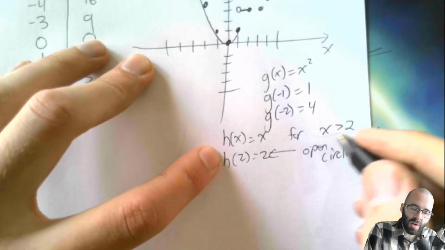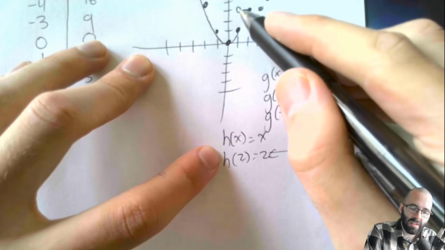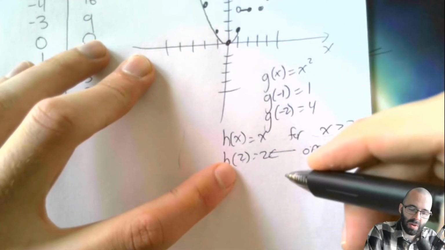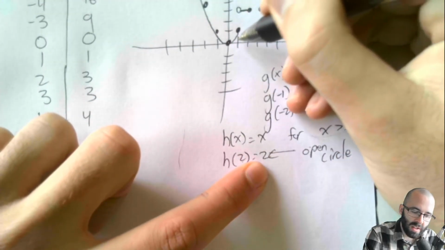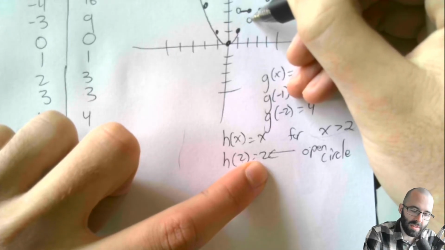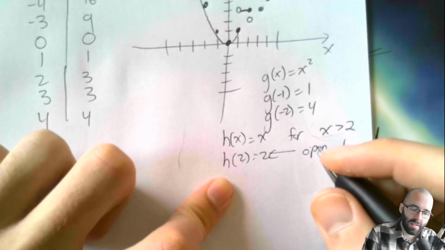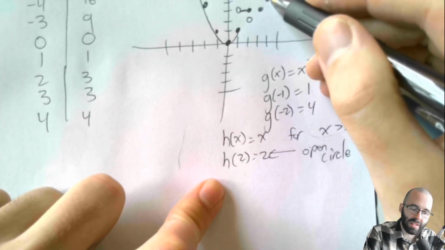The open circle is always when there's that less than or greater than sign. Here, that's where we had the open circle from the previous point. When x is 2, we're going to have an open circle at positive 2, when y is positive 2. And now we already have that when x is 3, we're at 3. When x is 4, we're at 4.